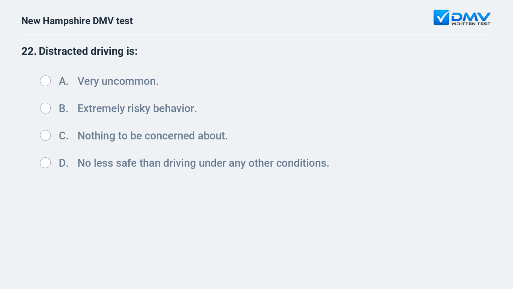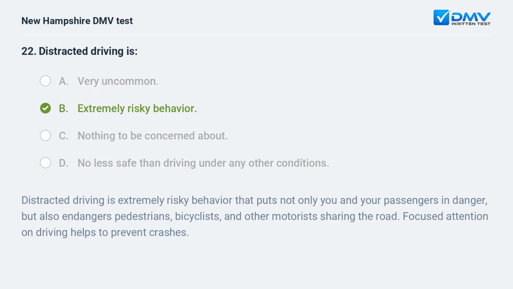Distracted driving is A. Very uncommon. B. Extremely risky behavior. C. Nothing to be concerned about. D. No less safe than driving under any other conditions. B. Extremely risky behavior.